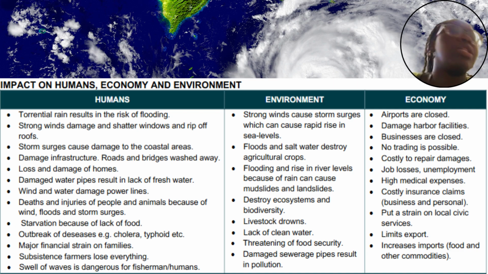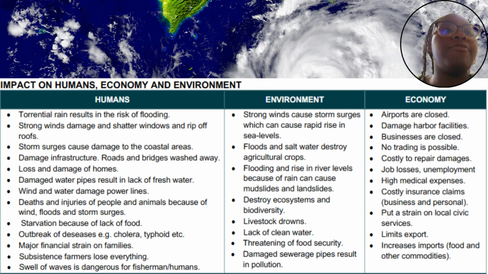Infrastructure will be destroyed: bridges, roads, houses, water pipes, which results in the lack of fresh water actually. The wind and water also damage our power lines. There's deaths and injuries of people and animals because of the storm surges. There's starvation because of lack of food. There's outbreak of waterborne diseases like cholera and typhoid. There's financial strain on families because there's a lot being lost. With subsistence farming, there's going to be loss of everything. And then the swell of the waves is also dangerous for fishermen and humans in general. So it's not a great time for anyone during a storm.